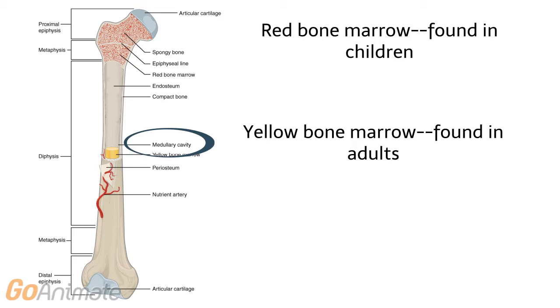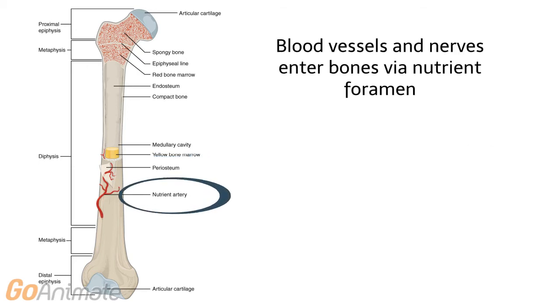Some bones, including the bones of the skull, vertebrae, sternum, ribs, coxal bones, and proximal portions of the humerus and femur, still contain red marrow. Blood vessels and nerves enter bone through nutrient foramen, which are small holes in the diaphysis. They carry important nutrients for development and maintenance of bone.